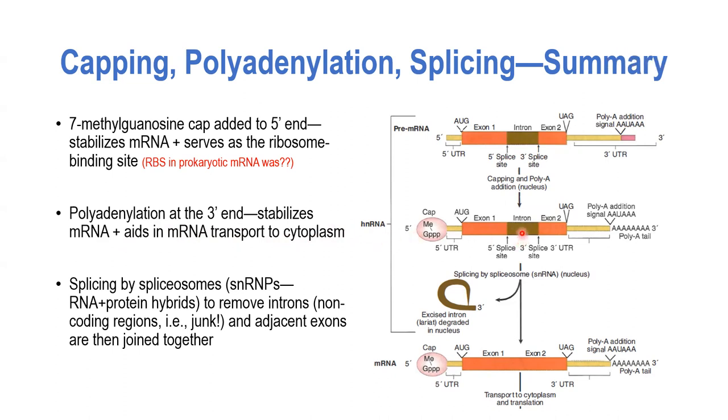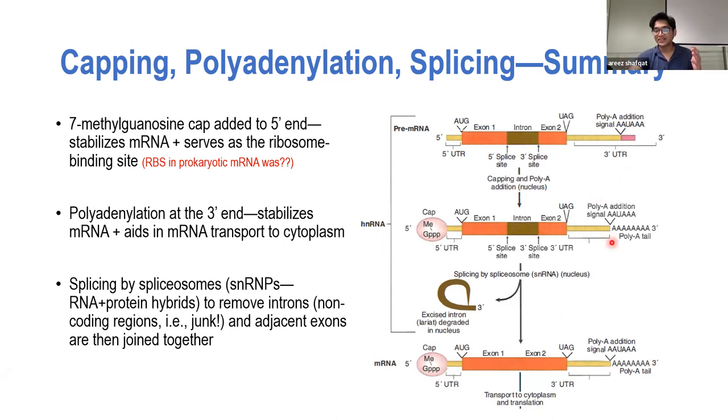Can I ask you a small question? Sure. Don't we sometimes have something which cuts at the AAUAAA signal so that we can polyadenylate? Exactly. So I've basically summarized all of this because I want to focus this lecture on what's important for you guys to know.